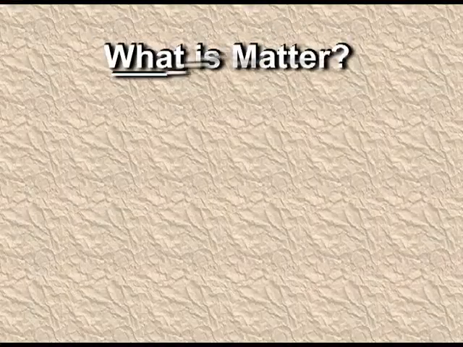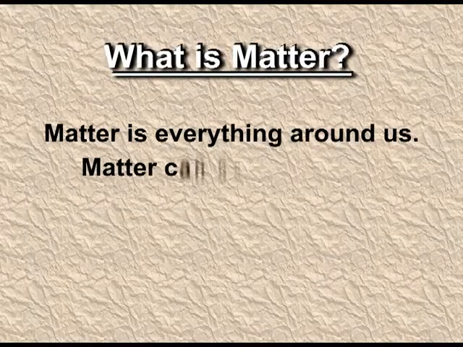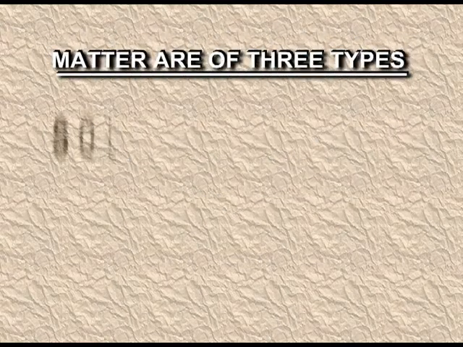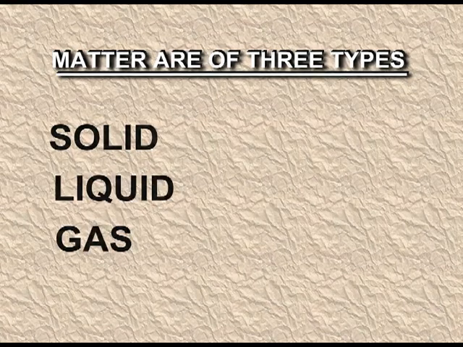Dear students, we have studied about the matter and its three physical states. Matter is everything around us. Matter can occupy space and has mass. Matter is of three types, that is solid, liquid and gas.